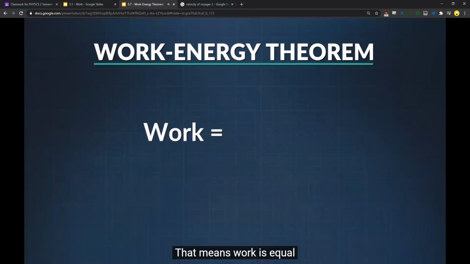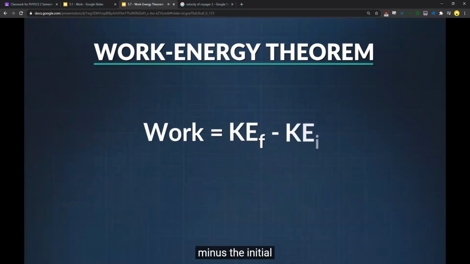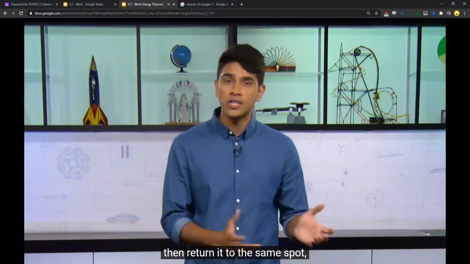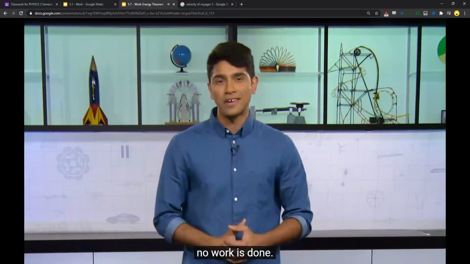That means work is equal to the final kinetic energy minus the initial kinetic energy. The key is it has to be displaced. If you move it, then return it to the same spot, no work is done.